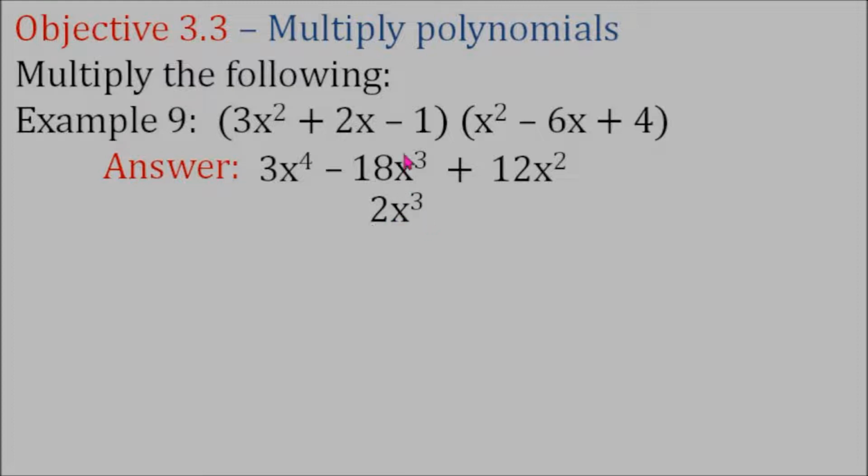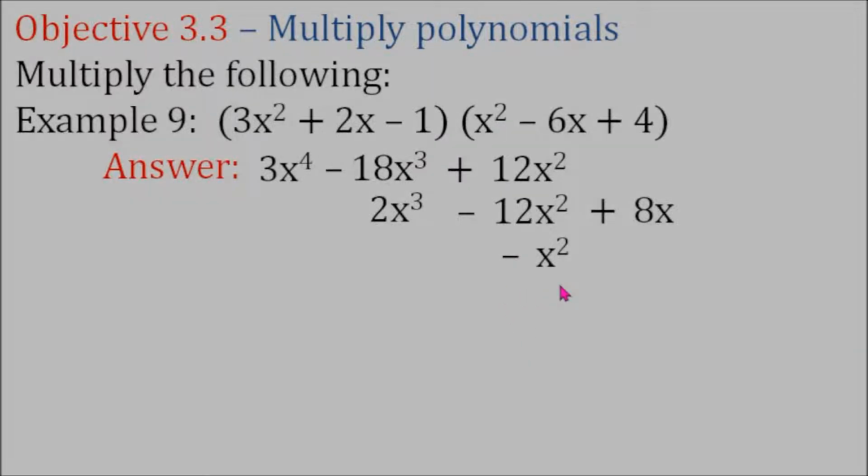I write it here to align with negative 18x cubed because they are like terms. Then 2x times negative 6x, that's negative 12x squared. Then 2x times 4, that's positive 8x. Then negative 1 times x squared equals negative x squared.